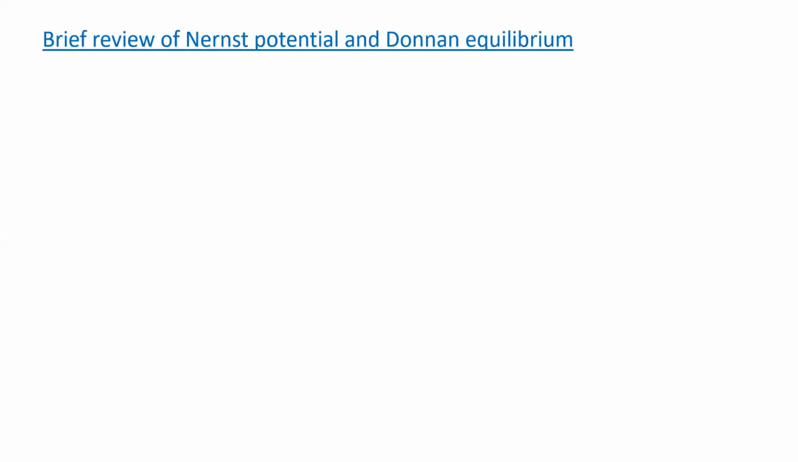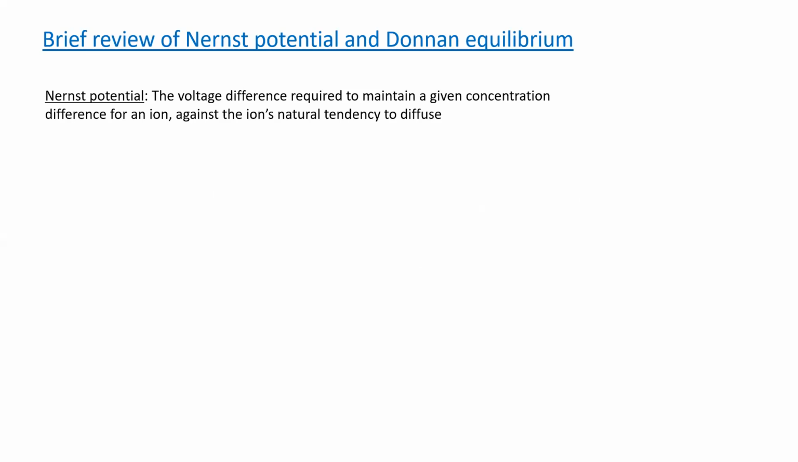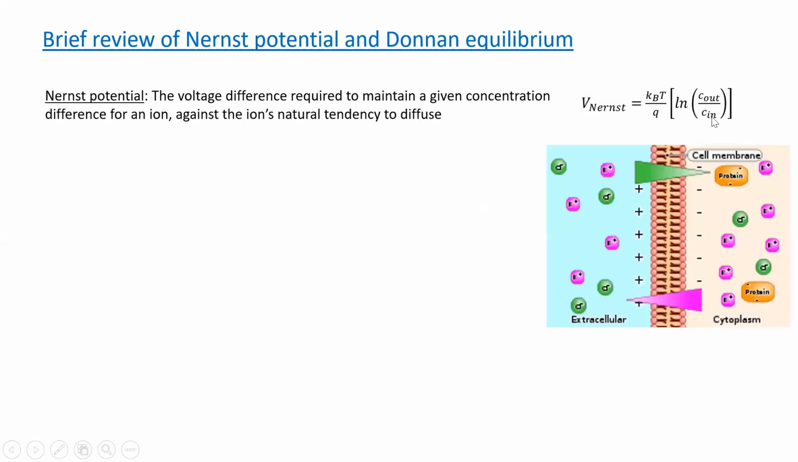But first, let's do a brief review of what we learned last class, the Nernst potential and the Donnan equilibrium, just to refresh our memories and to remind ourselves where the Donnan equilibrium succeeds and where it falls short. So the Nernst potential was the voltage difference required to maintain a given concentration difference for an ion across a cell membrane against the ion's natural tendency to diffuse. And it was given by this equation. The Nernst potential was kBT over the charge on the ion times the log of the concentration outside the cell over the concentration inside the cell.